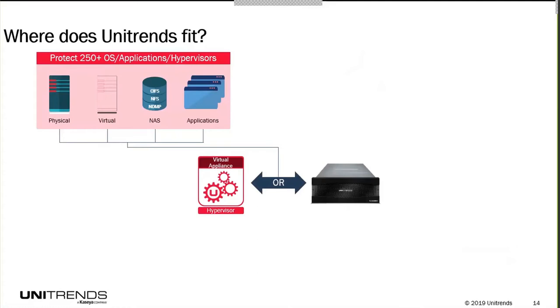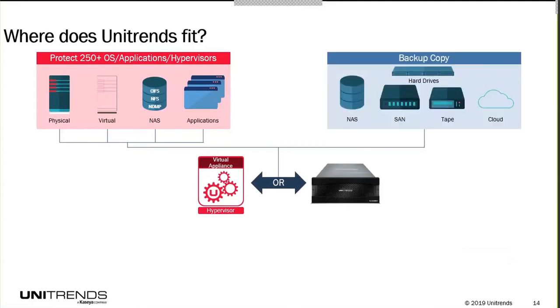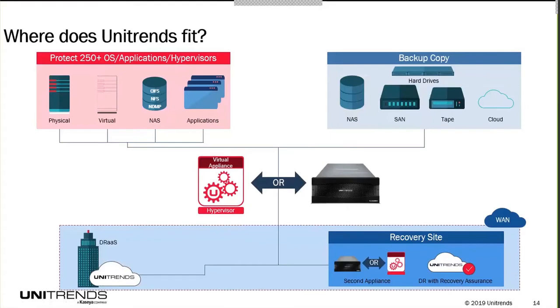When it comes to getting that data off-site, as I had mentioned, you can replicate to that cold backup copy or your archive target, another storage device, removable media, the public cloud, or replicate to another Unitrends appliance and stand up that recovery site, either with another Unitrends appliance or with the Unitrends cloud, in which you'd be leveraging our no-touch failover, that disaster recovery as a service, to recover within the Unitrends cloud environment.